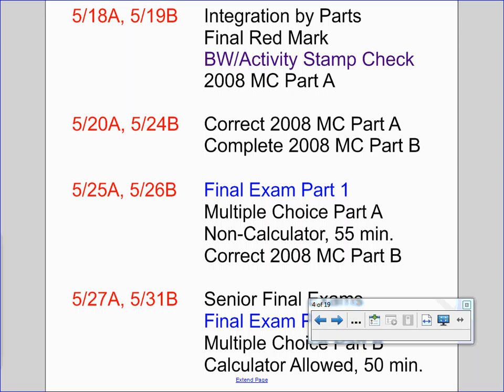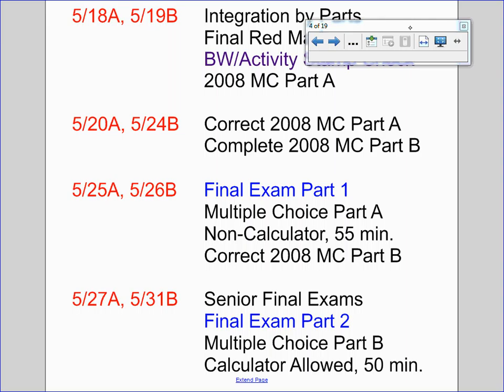Oh, that's Wednesday. So Wednesday, the 25th, you'll be taking Part 1. That is multiple choice part A, non-calculator. You're very familiar with it. It'll be AP format. Then on the designated senior final exam day, the 27th, you'll be taking the second and final part of your final exam.